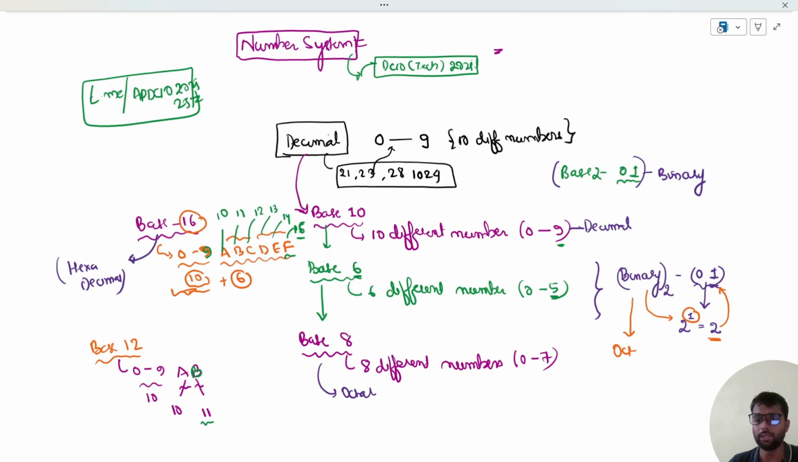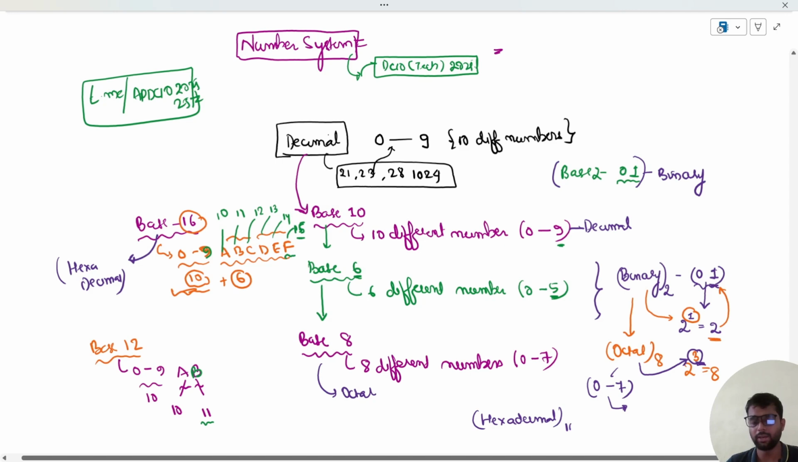Similarly, for octal, the base is 8, and 2 raised to the power 3 is 8. So the number of bits required to represent any octal number is 3. In octal, we have numbers from 0 to 7, and each number is represented in 3 bits.